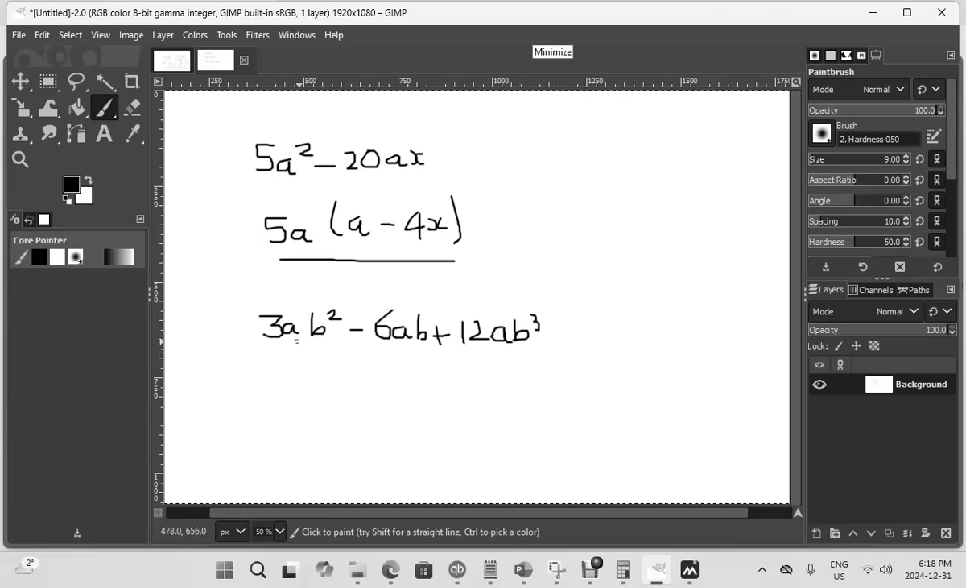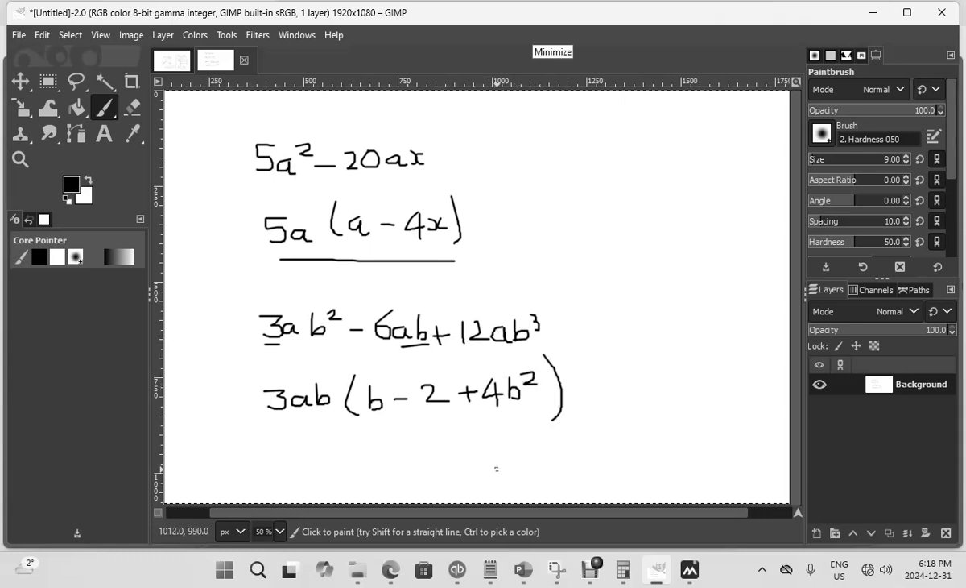All right, so we know the common number is 3, and the variables will be AB. Two variables are common in all three terms, which means 3AB will be outside the bracket. Then B minus 2, since 3AB goes into 6AB twice, plus 4B squared.